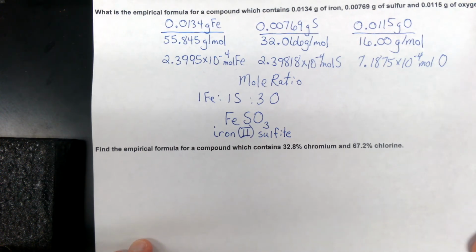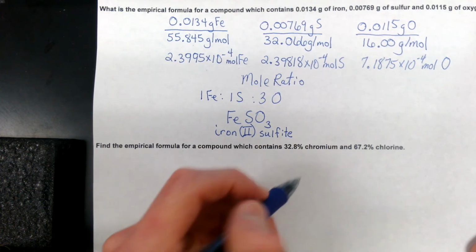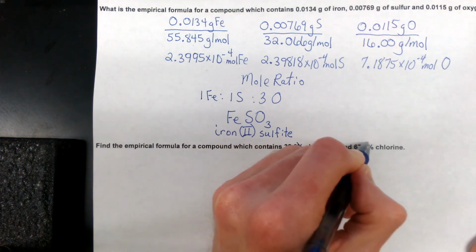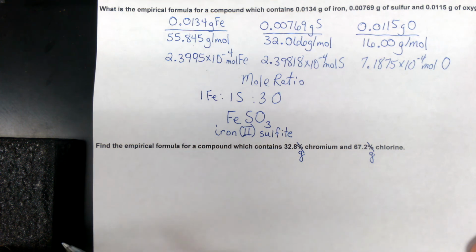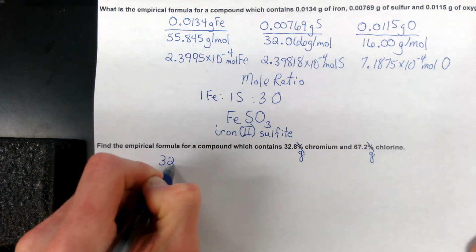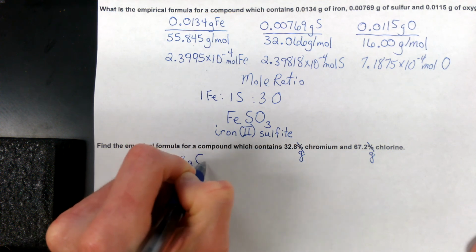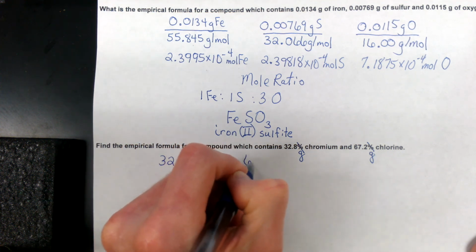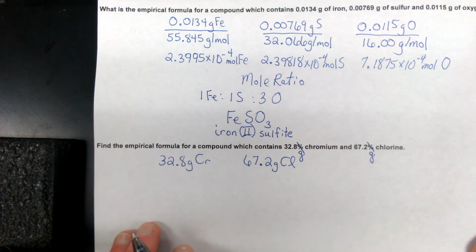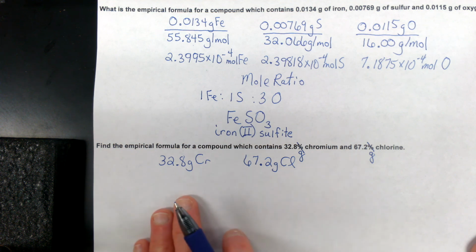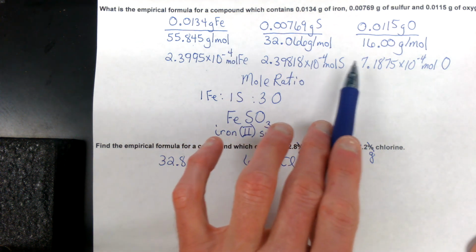Okay, so let's find the empirical formula for a compound that is 32.8% chromium and 67.2% chlorine. Okay, the first thing I'd like for you to do is assume 100 grams, which allows us to take the percentages and change them to grams. So we would have 32.8 grams of chromium and 67.2 grams of chlorine. Now, we would work this problem much like we did the iron, sulfur, and oxygen.